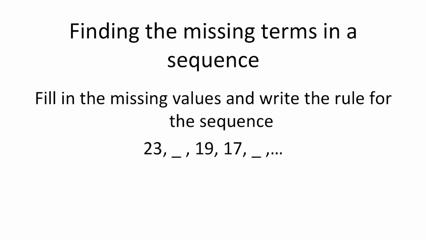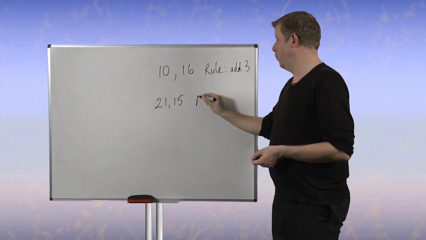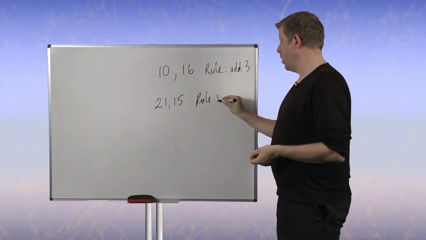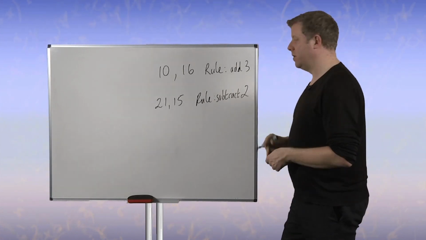If we do that, let's see if it fits in with the missing numbers. 23 take away 2 would give us 21. 21 take away 2 would give us the 19 that's already there. 19 subtract 2 is 17. 17 subtract 2 is 15. So our two missing numbers here will be 21 and 15. And our rule this time will be to subtract 2 each time.